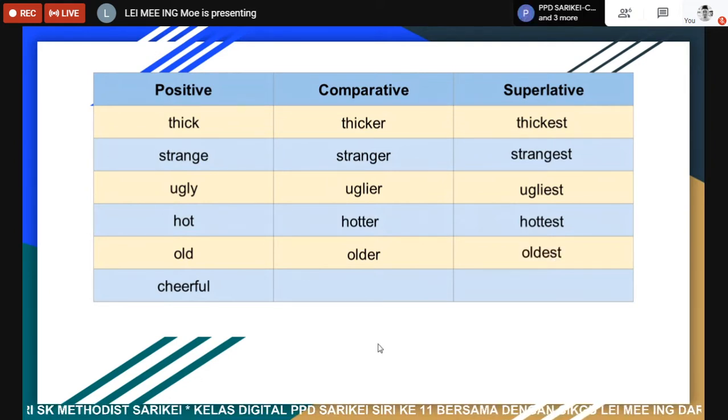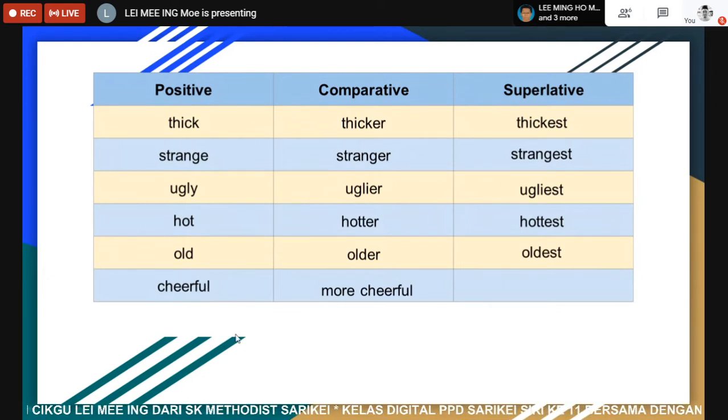So we plus EST. The last question, cheerful. What is the comparative form for cheerful? Cheerfully, cheerfulness. All right, the answer for cheerful is more cheerful. So this follows rule number 5, even though it's just 2 syllables, right? But it follows rule number 5, more cheerful. So for superlative, most cheerful, right? Can I move on to the next slide?